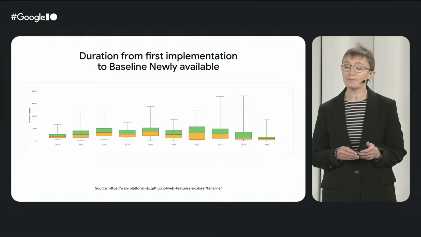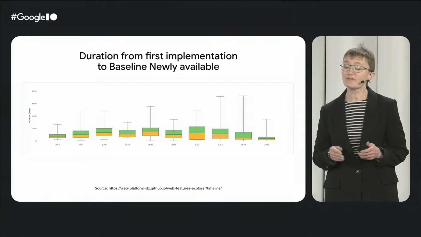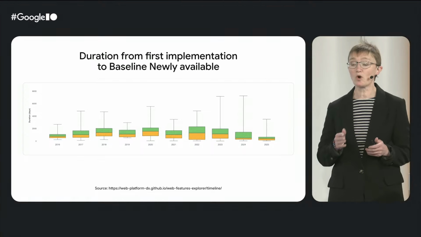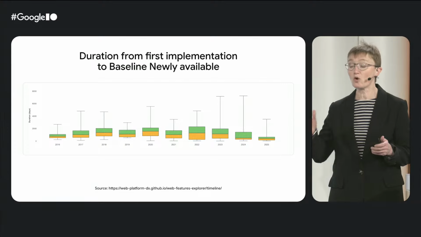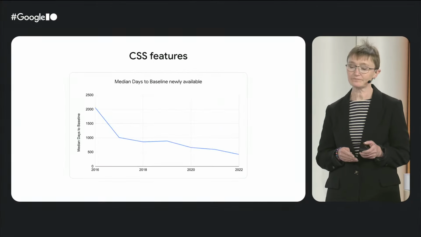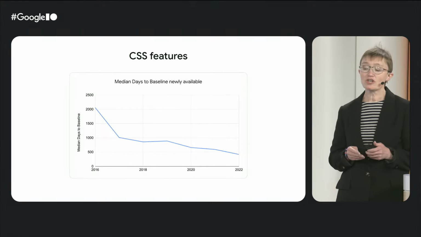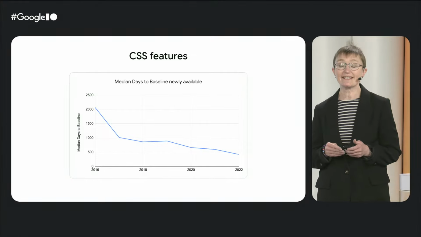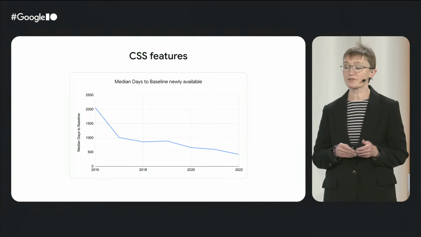If we take a look at the platform as a whole, the truth of the situation is that features are going from one browser to available in all browsers much more quickly than ever before. This chart shows the median number of days for CSS features and how that's dropped over time.